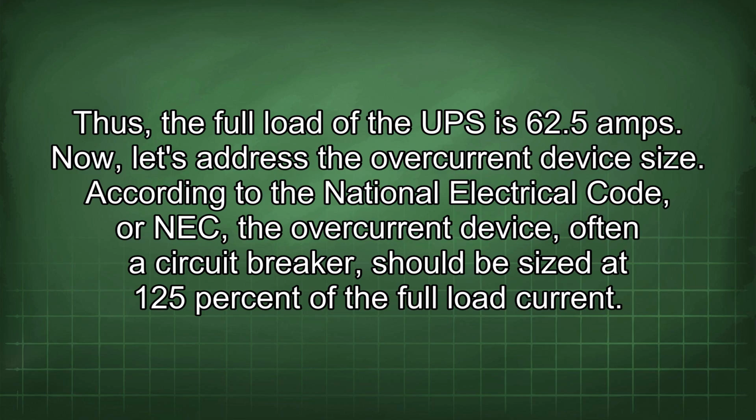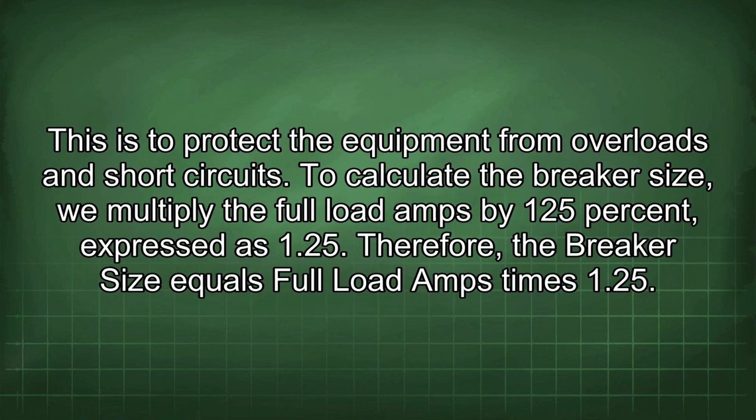According to the National Electrical Code, or NEC, the overcurrent device, often a circuit breaker, should be sized at 125% of the full load current. This is to protect the equipment from overloads and short circuits. To calculate the breaker size, we multiply the full load amps by 125%, expressed as 1.25. Therefore, the breaker size equals full load amps times 1.25.